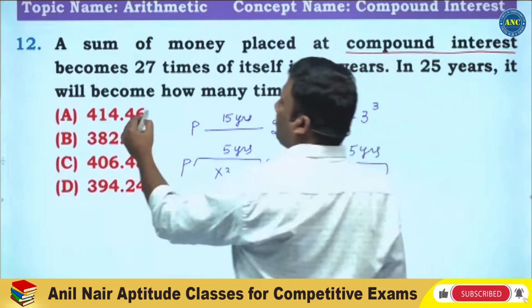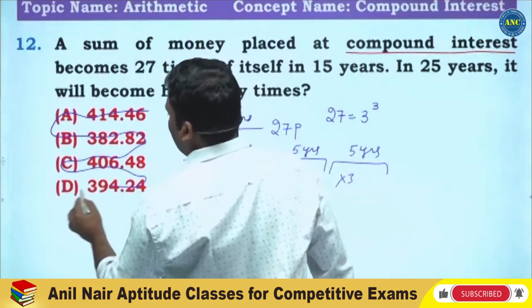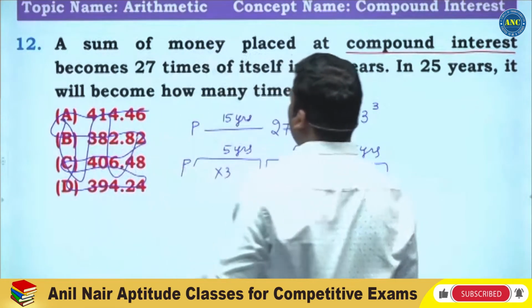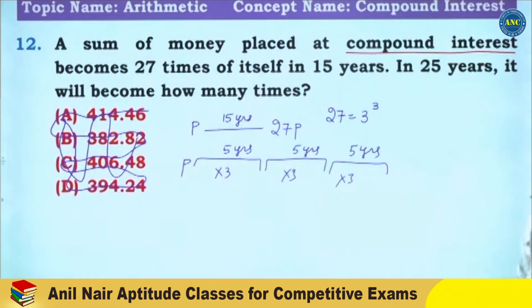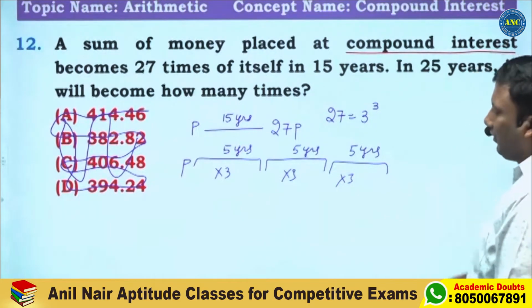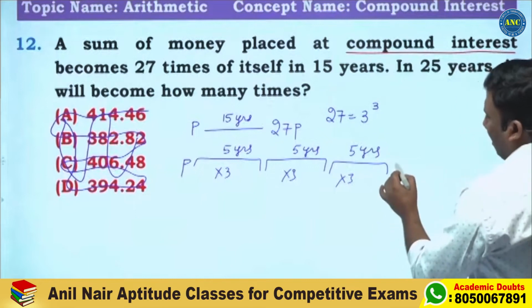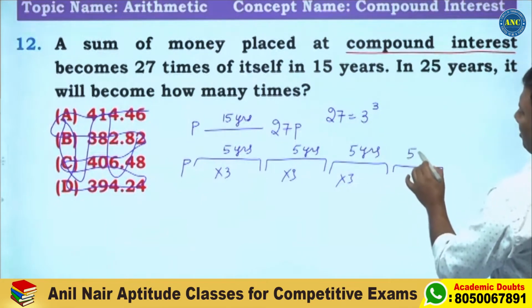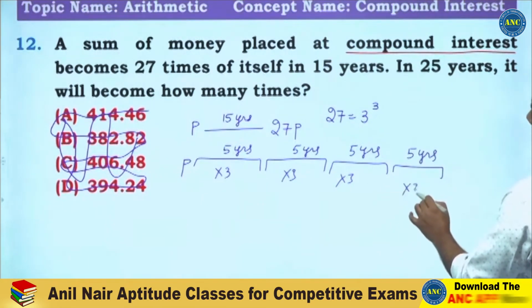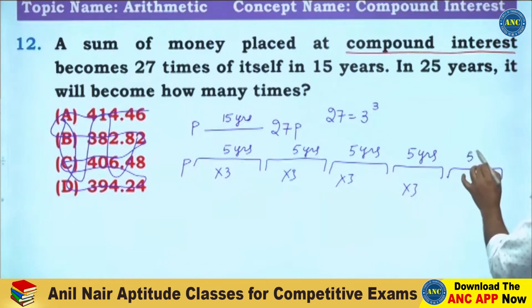All the answer options given are incorrect. He typed a different answer option. The question is, in 25 years, how much will it become? These 15 years, and again after 5 years, it will be 3.